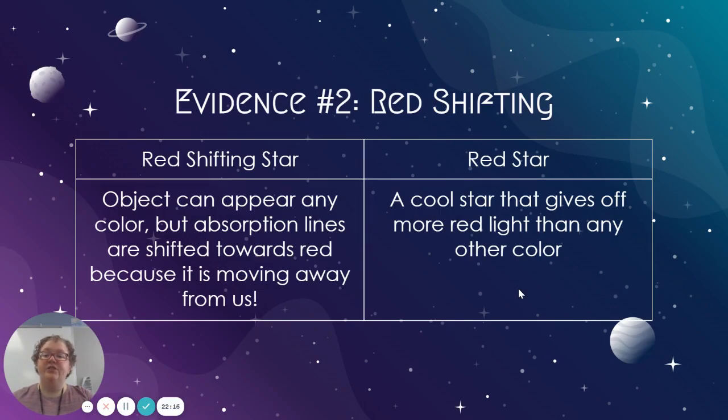All right, so a red shifting star basically says that an object can appear any color, but absorption lines are shifted towards the red end because it's moving away from us. So it doesn't mean everything looks red. It just means that their color is shifting towards that end of the spectrum. Okay. Versus a red star is a cool star that gives off more red light than any other color.